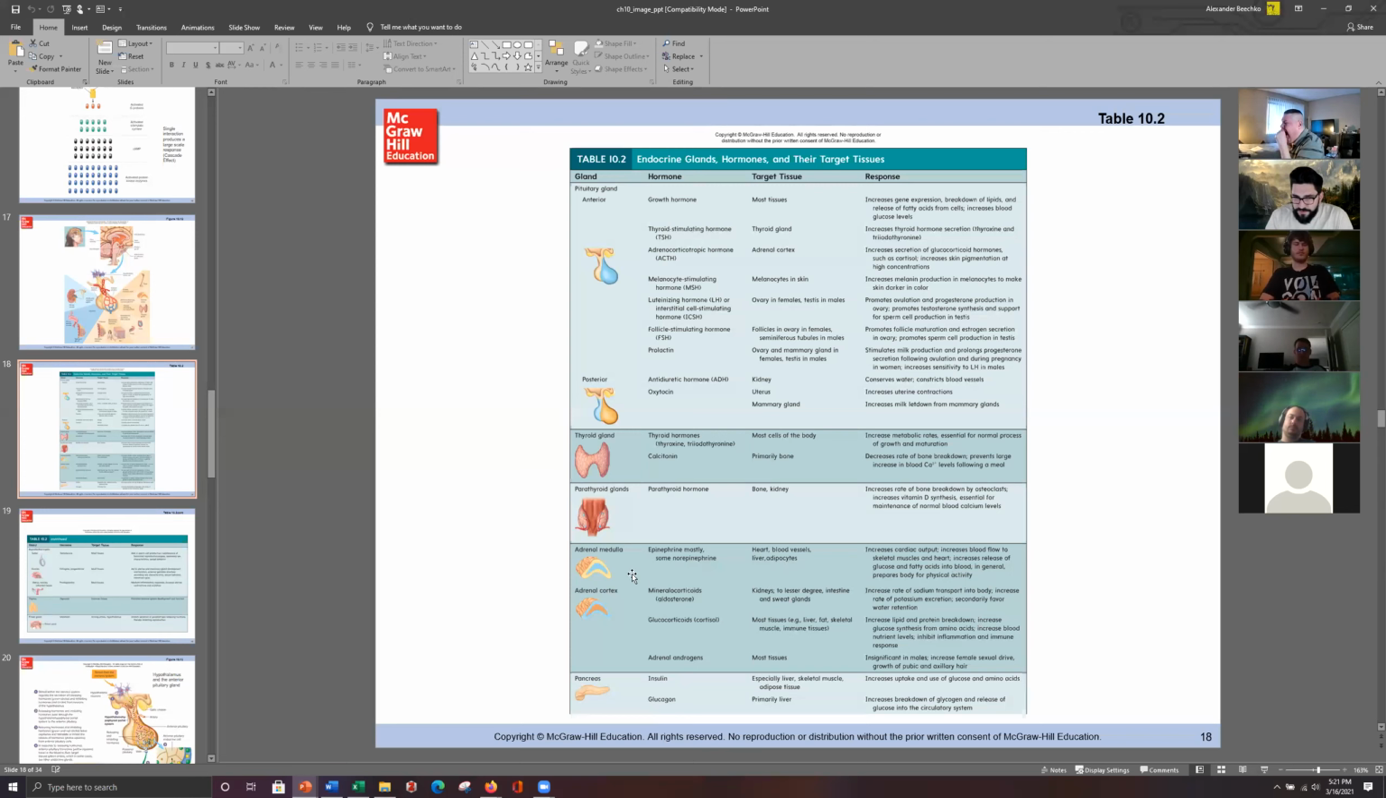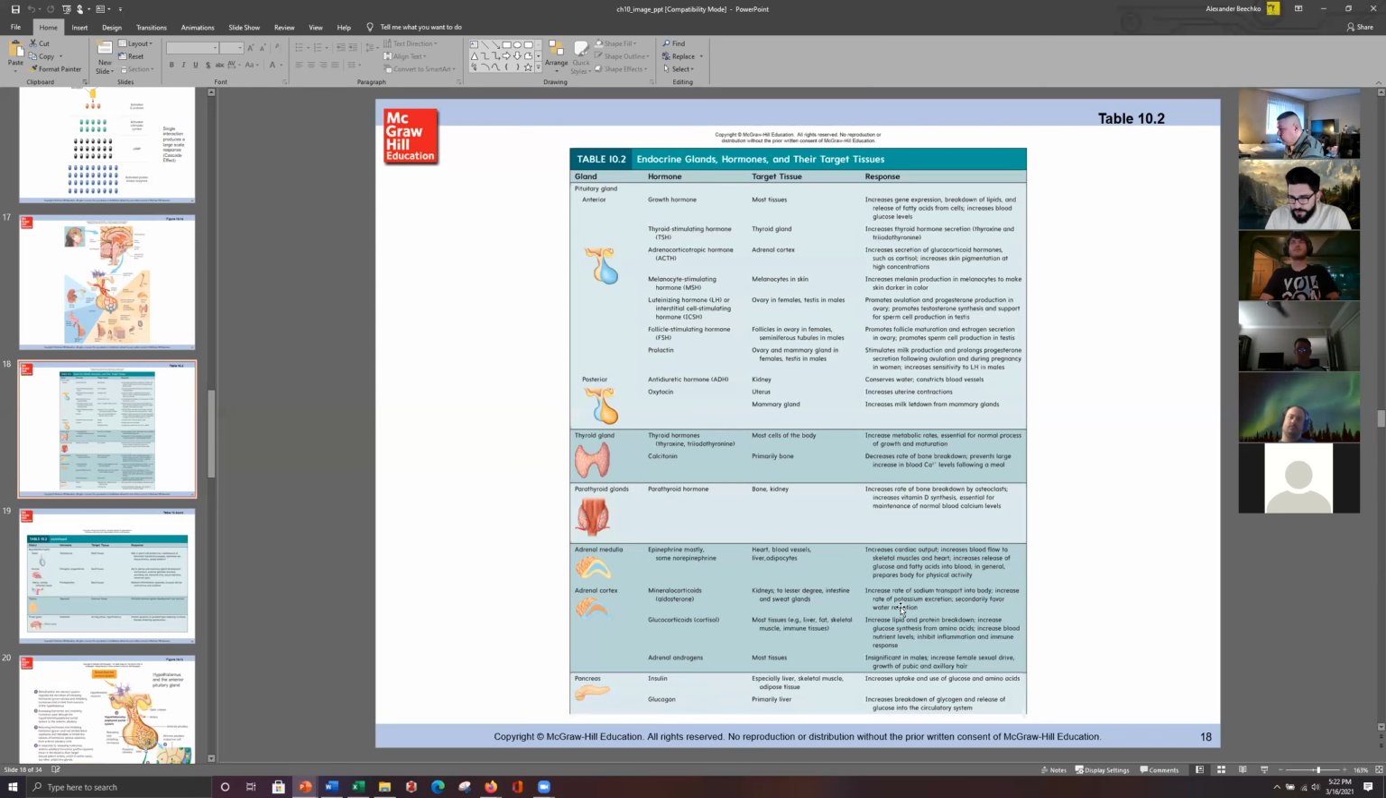And then we have the cortex that surrounds the adrenal medulla. So this is where we have things like mineral corticoids, glucocorticoids, and then adrenal androgens, which can affect most tissues. But mineral corticoids can affect the kidneys to a lesser degree, intestines and sweat glands, can increase rate of sodium transport into the body, and increase rate of potassium excretion. It secondarily favors water retention as well. So it helps us retain water if we need to.